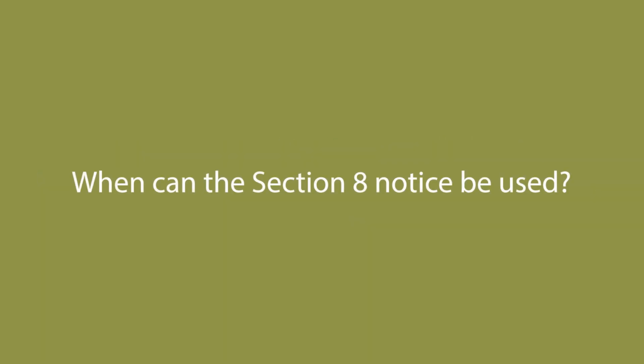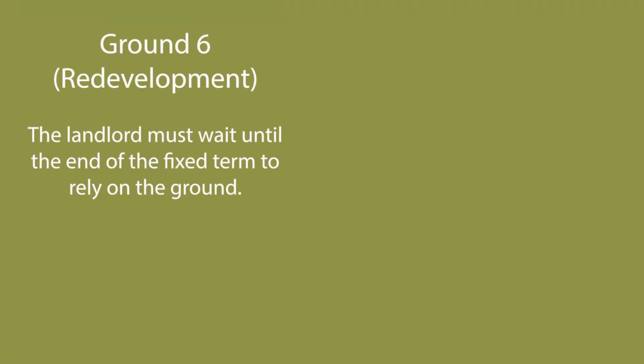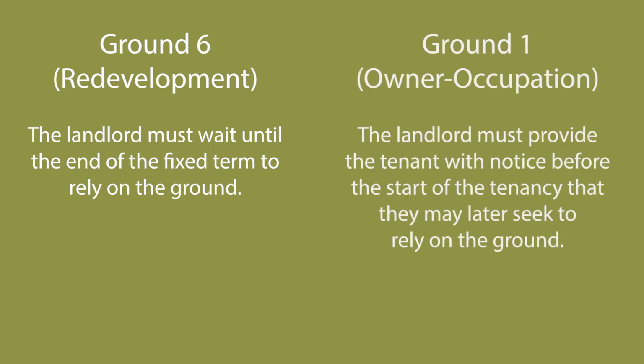When can a Section 8 notice be used? Not all possession grounds can be used if the tenancy is still within its fixed term. For example, when using ground 6, the redevelopment ground, the landlord cannot recover possession until the fixed term has ended. Other grounds, such as ground 1, which covers owner occupation, require the landlord to have provided the tenant with notice before the start of the tenancy that they may later seek to rely on the ground.